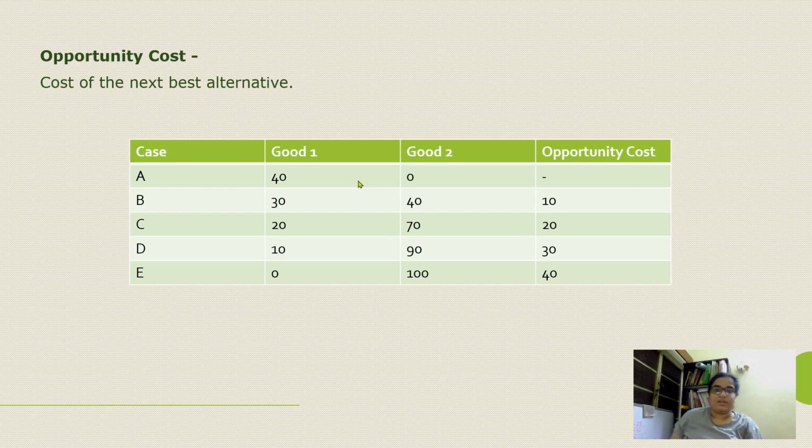It's nothing. It basically says as we go down the PPF, for each additional unit of good 2, we'll have to end up sacrificing more and more of good 1. Simple. Don't worry. Listen to me again. As we go down the PPF, for each additional unit of good 2, we'll have to end up sacrificing more and more of good 1. That is the law of increasing opportunity cost. And that is why the PPF is concave.